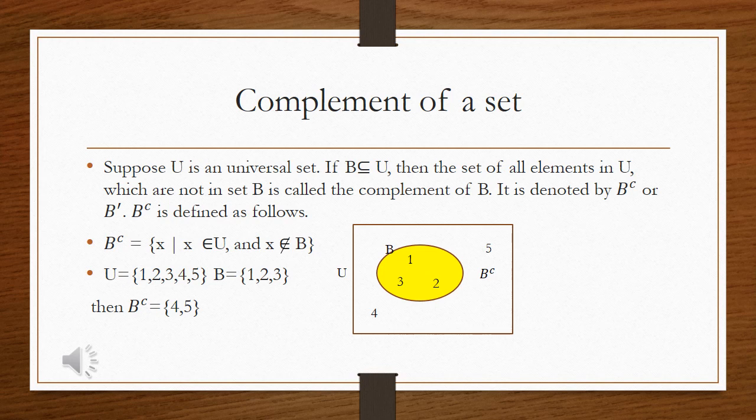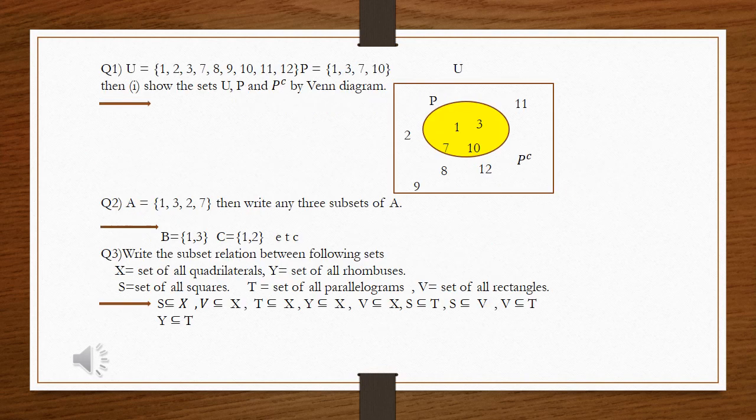That means we can define the complement of a set as, suppose U is a universal set and B is a subset of universal set U, then the set of all elements in U but which are not in set B is called the complement of set B, and it can be denoted as B complement or B dash. Let us discuss some examples.